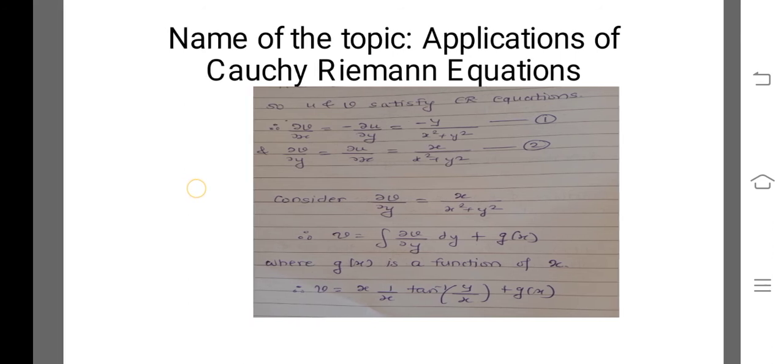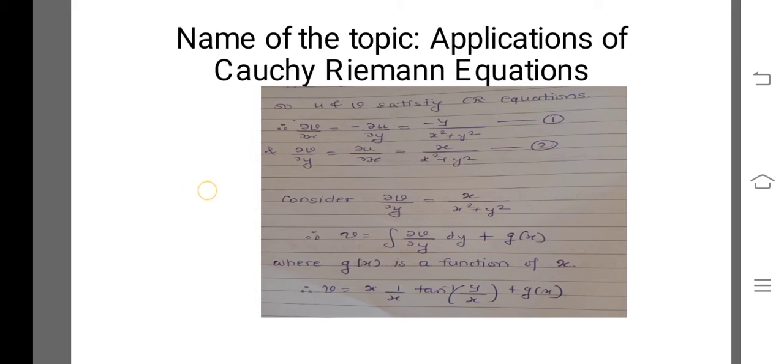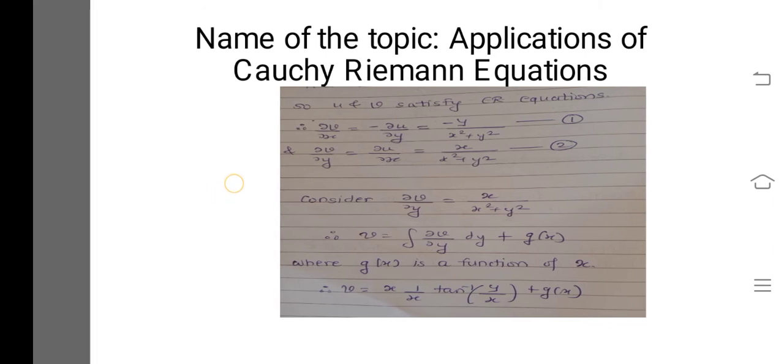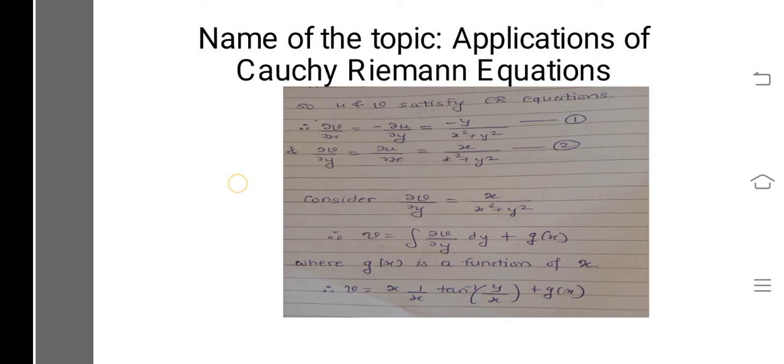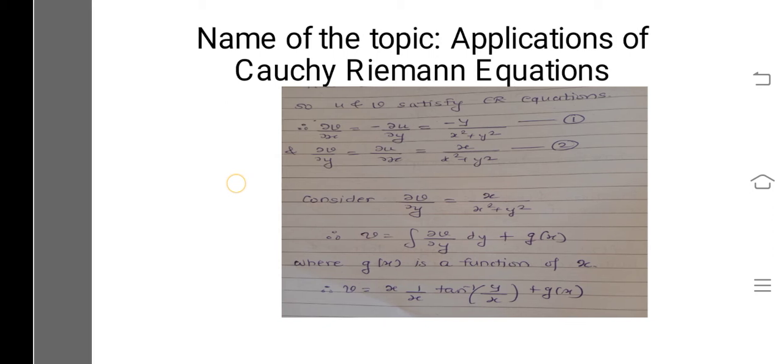Now let's consider the expression ∂v/∂y equal to x upon x square plus y square. So v is given by integration of ∂v/∂y with respect to y plus a function of x, that is g(x). Once we get the answer for this g(x), then we will get the solution for v. Okay, so our v will become tan inverse of y by x plus g of x. So we got the value for v.